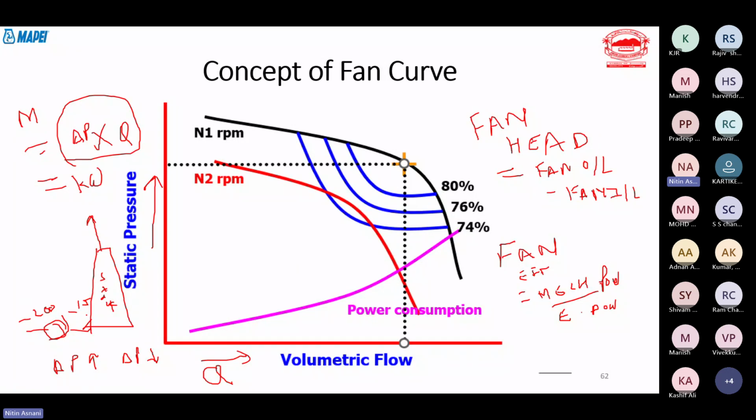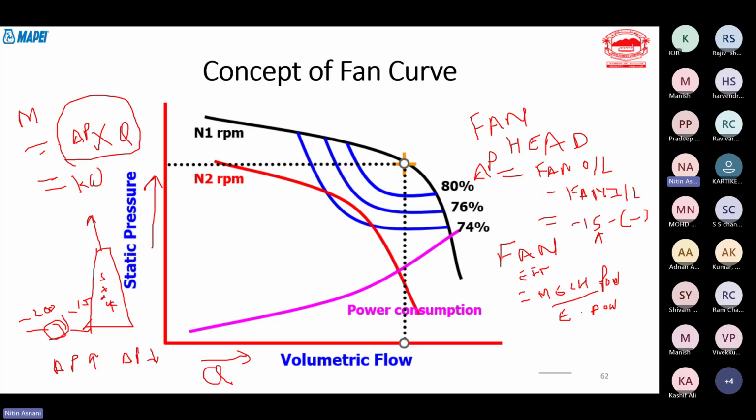So what did I tell? What is delta P? Delta P equals fan outlet minus fan inlet. So fan outlet, how much are we getting? Fan outlet we are getting minus 15 initially, and minus 200. So this is the negative value. If I increase further, again the delta P will decrease.